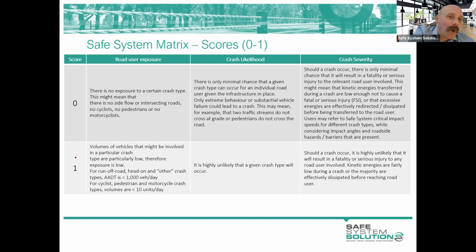So let's take a 1. So we've got exposure, likelihood, severity. We've got each of the scores, a 0, a 1, and then my next slide's got a 2, 3, and a 4. But let's start with a 1, okay? For exposure. Volumes of vehicles that might be involved in a particular crash type are particularly low, therefore exposure is low. For run-off road, head-on, and other crash types, AADT is less than 1,000 vehicles a day.